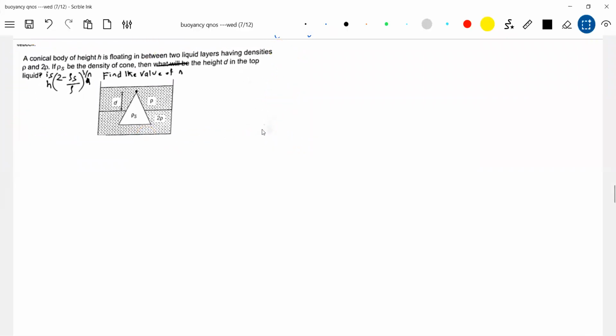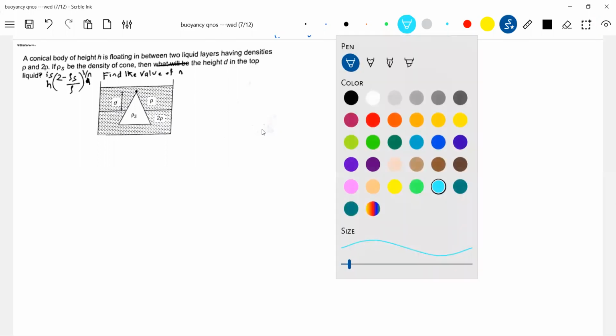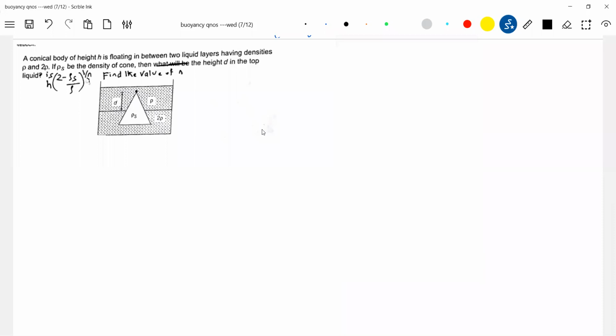I think everything is available. Find the value of n. What would the ID in the top liquid be? The ID in the top liquid is 2 minus rho s by rho to the power of 1 by n. Find the value of n. Okay, it will get confused.